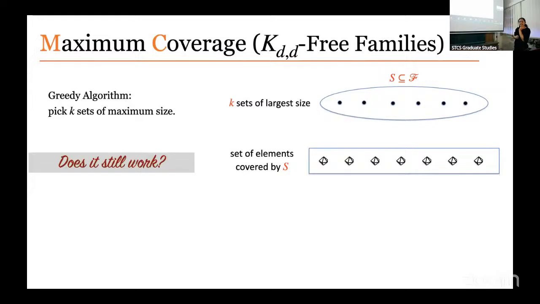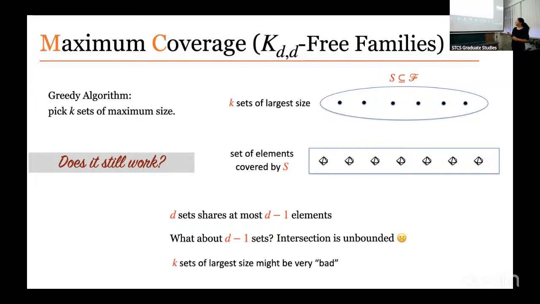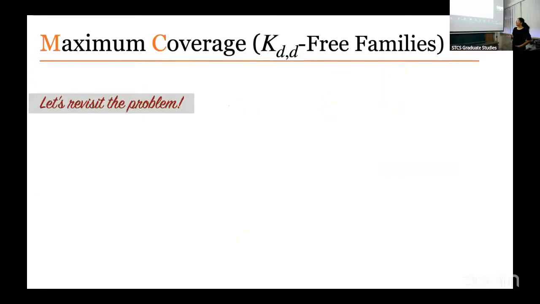Now, if we talk about K_{d,d}-free, okay. Indeed, we don't have the K choose 2 bound, but could we get some bound, maybe in terms of d? If I look at two sets, they can share at most d minus 1 elements. But if I look at d minus 1 sets, I don't have any control, so this intersection could be large. So at least immediately things do not work. Immediately we don't have any bound.